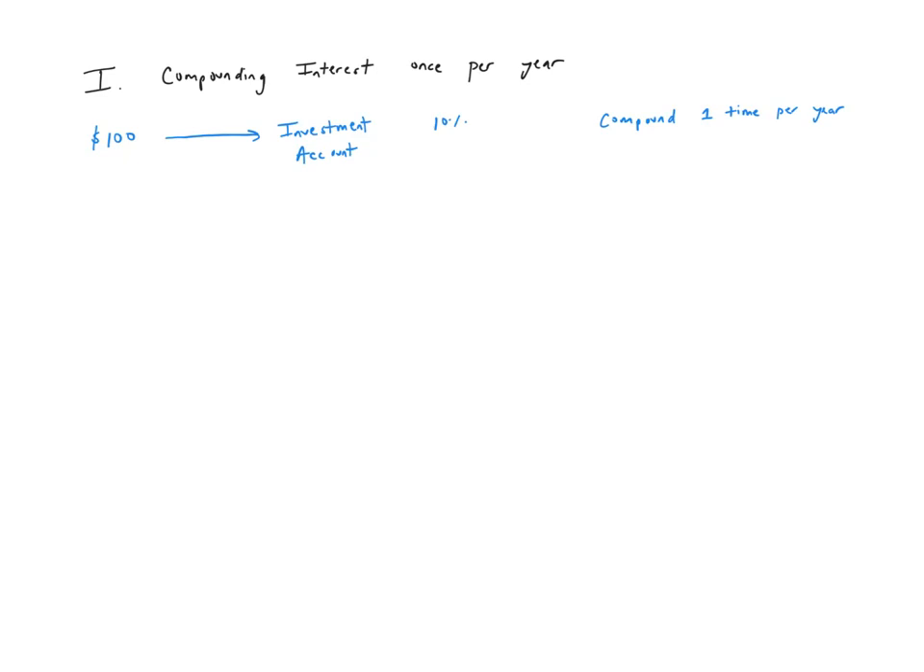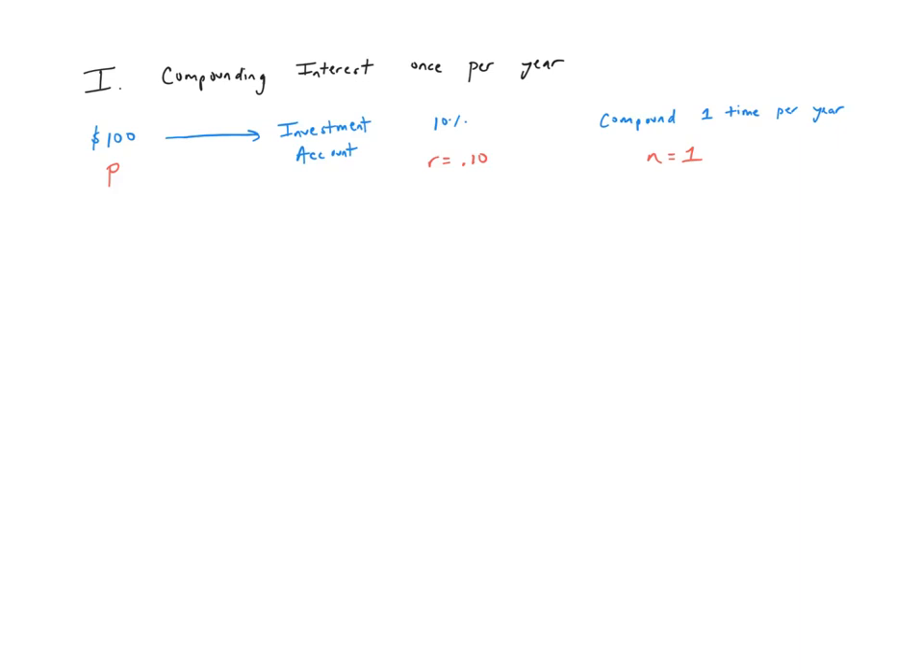The $100 is called your principal, P for principal. The 10% is your interest rate. Your interest rate needs to be expressed as a decimal. And n is the number of times that the bank is going to compound per year. So in this case, n equals 1.